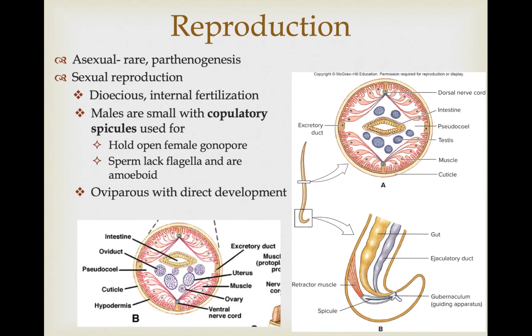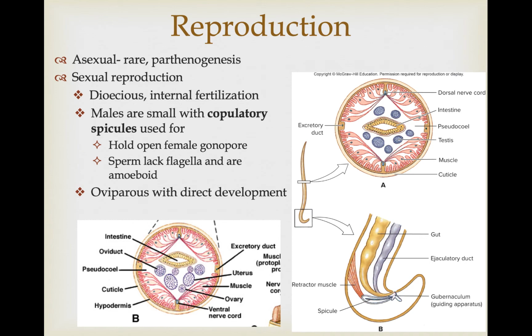As far as reproduction goes, asexual reproduction is relatively rare, but there is parthenogenesis seen in some species. And sexual reproduction is not as varied as some of the previous animal groups we've talked about. They are all dioecious and show internal fertilization. Males are much smaller than females, and this is because female size is selected for because they can produce more eggs, and we'll talk about the substantial number of eggs that many females can produce.